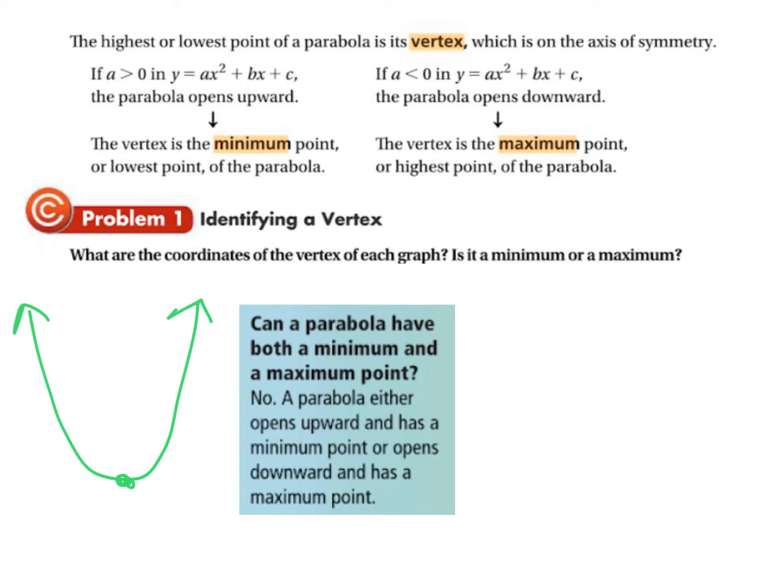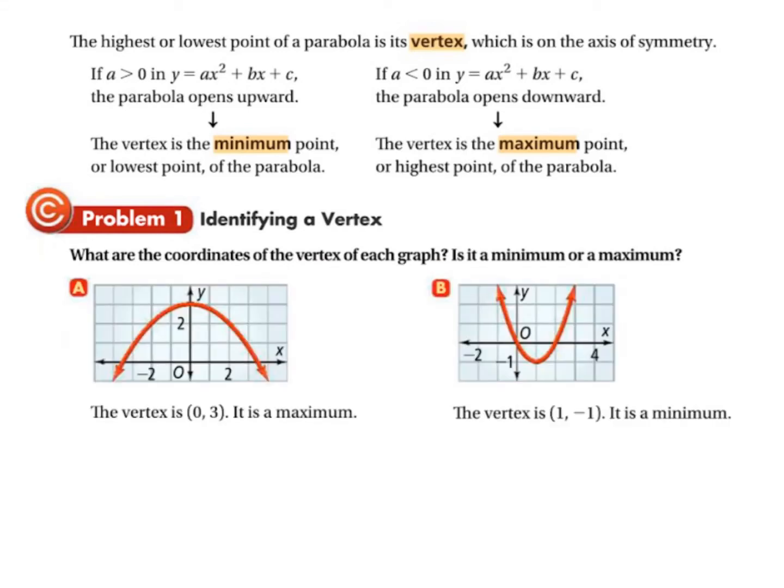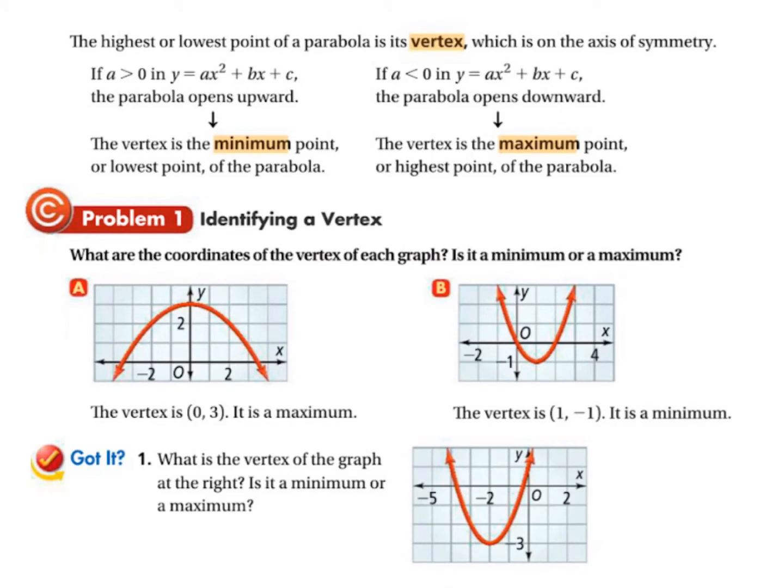So let's see what the graphs that they have for us are, okay? What are the coordinates of the vertex? Well, this is just reading it right off of the page, and you can see that it's (0, 3), that highest point right there. And since it's the highest point, it's a maximum. What about the vertex of this parabola? It is that lowest point right there. It's a minimum. And what are the coordinates? (1, -1). Pretty basic. You try it. See if you can identify whether it's a minimum or a maximum for the vertex point and what are its coordinates.